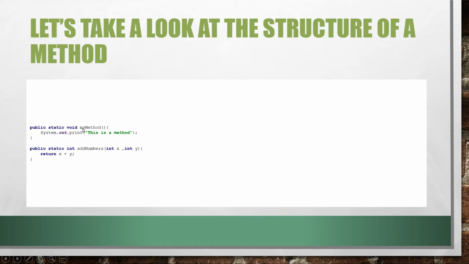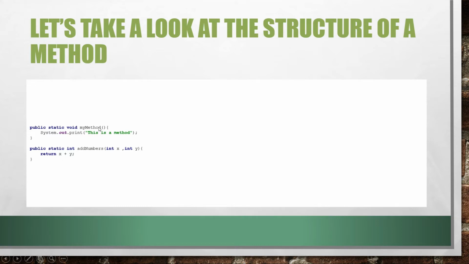Now here you can see there's a difference. Up here you can see for myMethod we have void, and for addNumbers we have int. So what does this mean? Well, the void keyword means that this method doesn't return anything. It doesn't have a return value. This method just basically does what it needs to do, and that's it. It doesn't return us any value. That's what void means. Versus this method now, addNumbers, has an int. What this means is that the method does in fact return something after it's finished executing. It returns an integer. That's why we have return x plus y here.